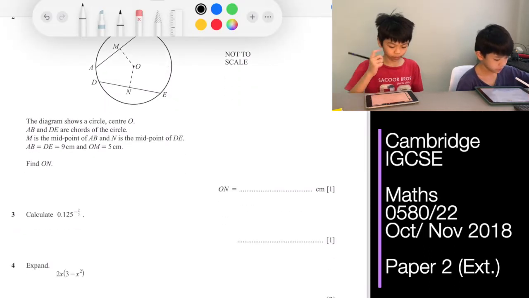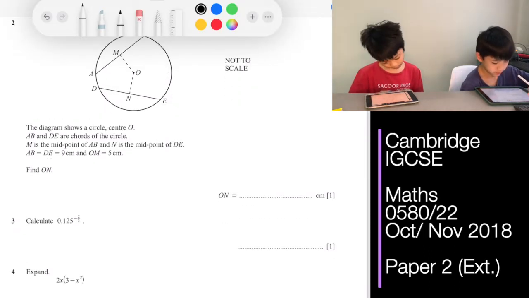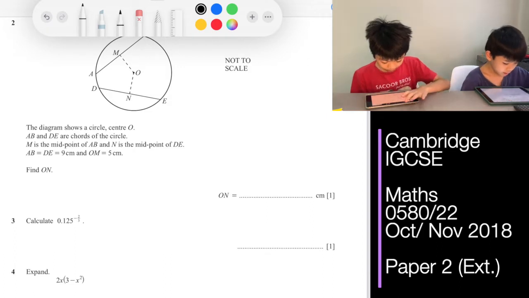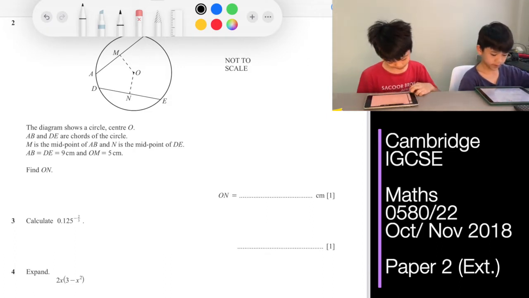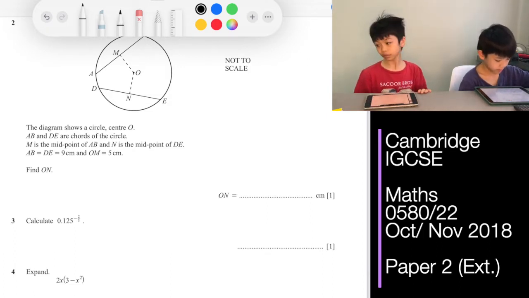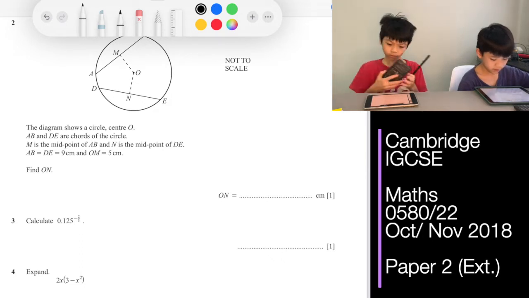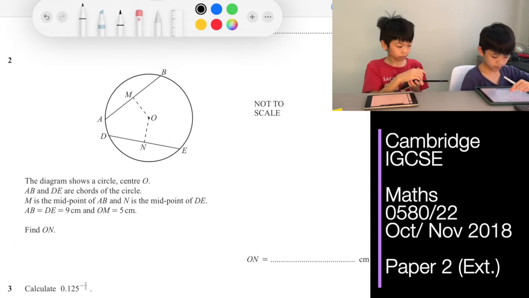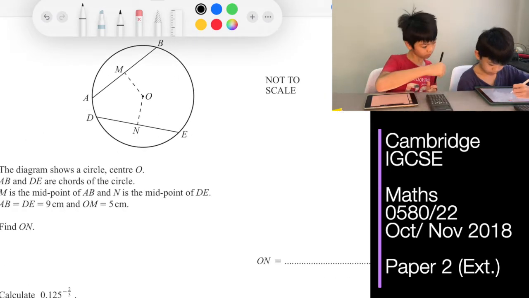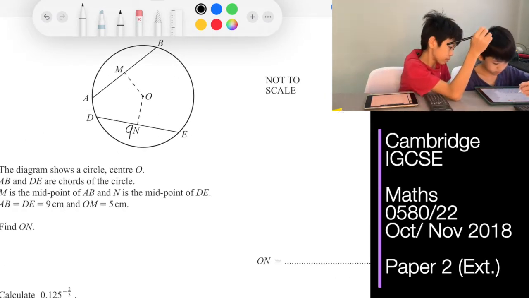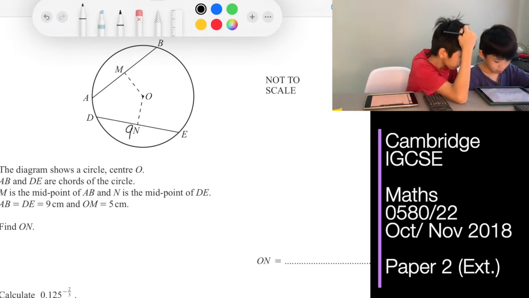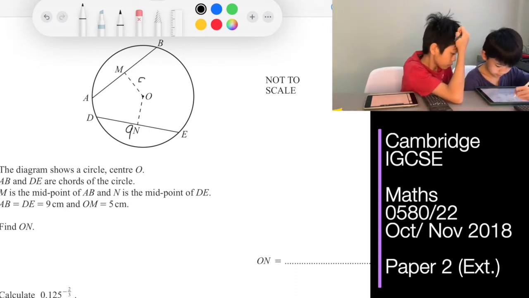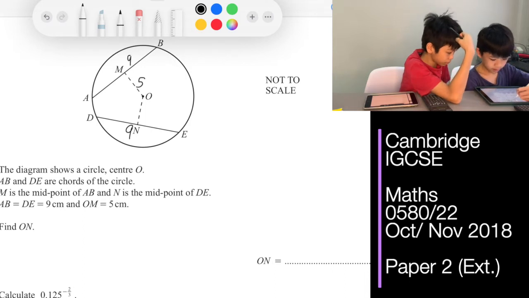Okay, for question 2, the diagram shows a circle with a center of O. AB and DE are chords of the circle. M is the midpoint of AB and N is the midpoint of DE. AB equals DE, which is equal to 9. ON is 5 centimeters.